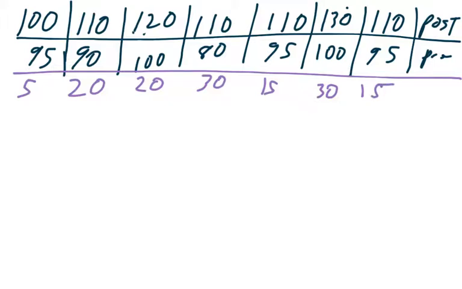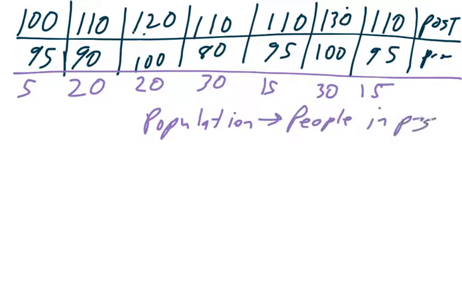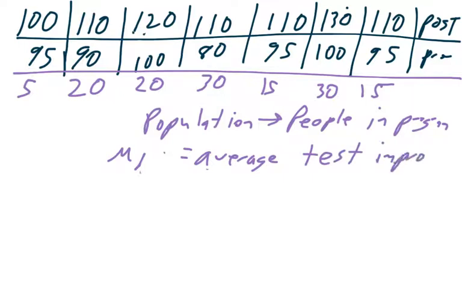And we said that we wanted the population to be basically people in the program, and mu difference, or mu d, equals the post score average test improvement. The new minus the old.